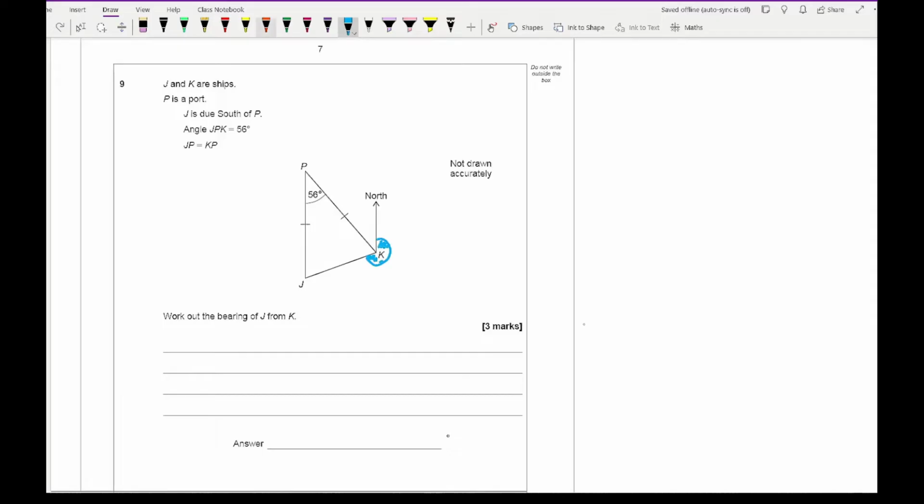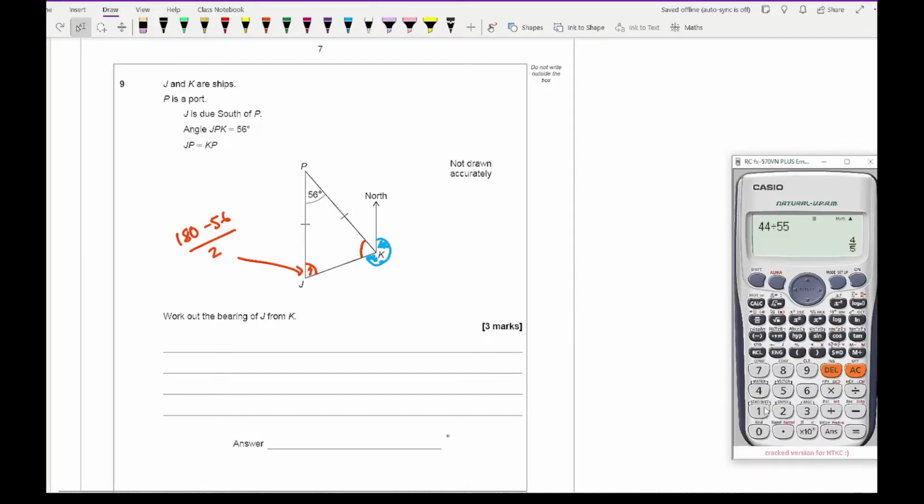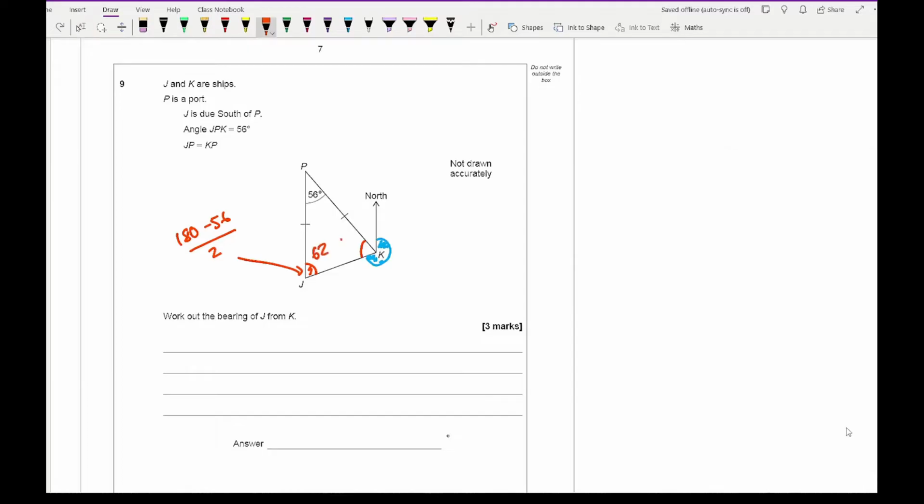Now, as you can see this is an isosceles triangle. The good thing about bearing questions is that you will get marks if you label the diagram correctly. Now, because it's an isosceles triangle, to work out what this angle here is, all I need to do is 180, take away 56, and divide that by 2. Again, if I get my calculator, 180 minus 56, and then divide that by 2, it gives me an angle of 62. So this here is 62.